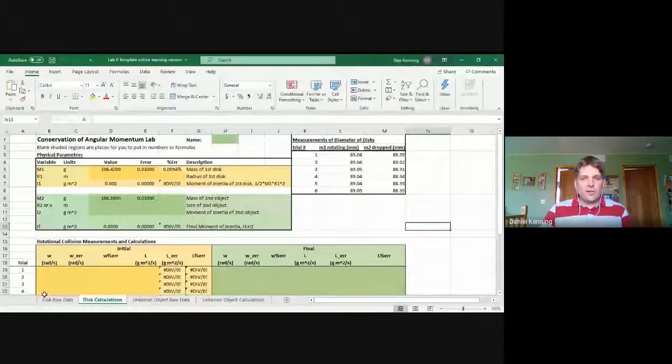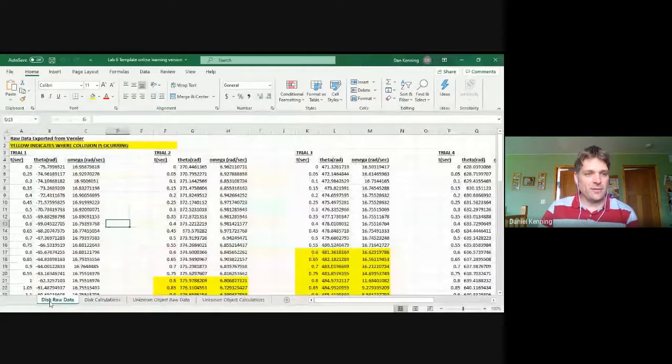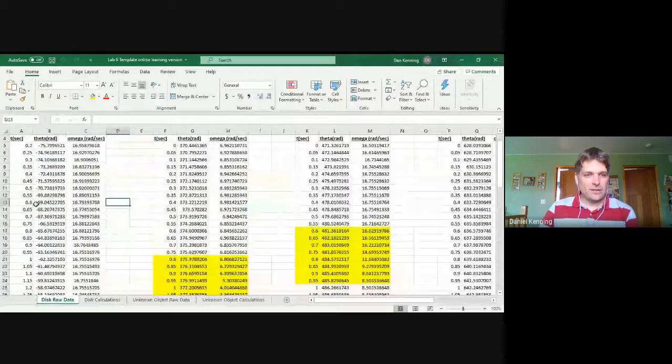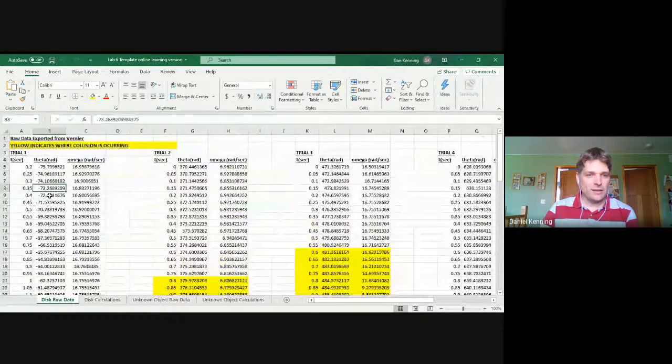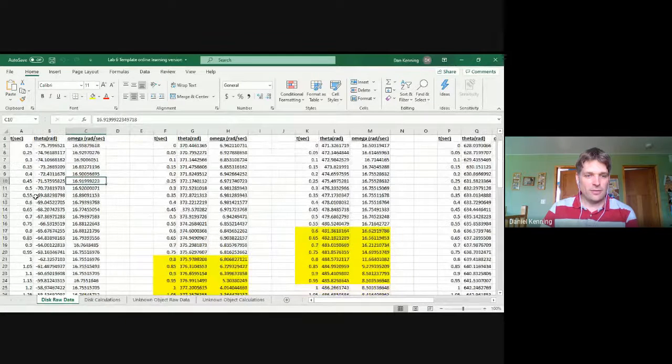So the software that I used when I was making the video exports data here. These are simply every 50th of a second. They are angle measurements, as you can see my cursor clicking on, and also angular velocity measurements that are taken every 50th of a second, or every 0.05 seconds.